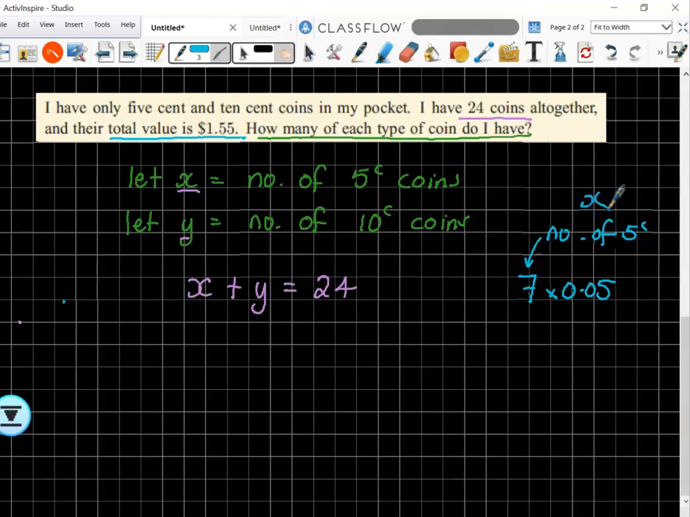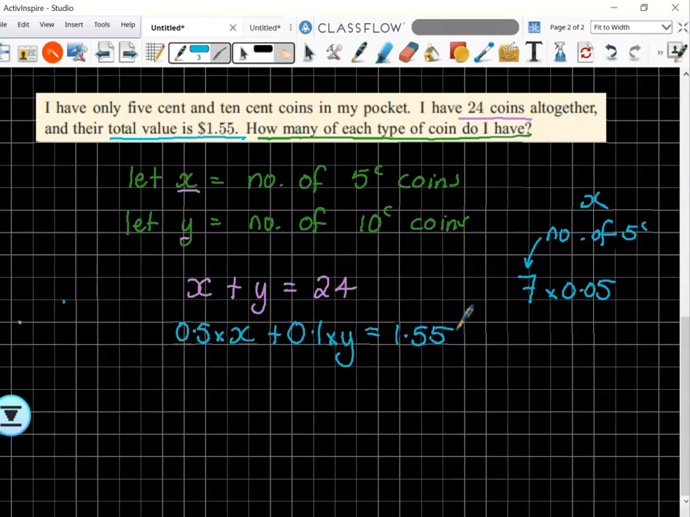But I don't know how many I have. So would you agree that it's 0.05 times the number of 5 cent coins that I have, plus 10 cents times the number of 10-cent coins I have, and all that together has to equal $1.55.